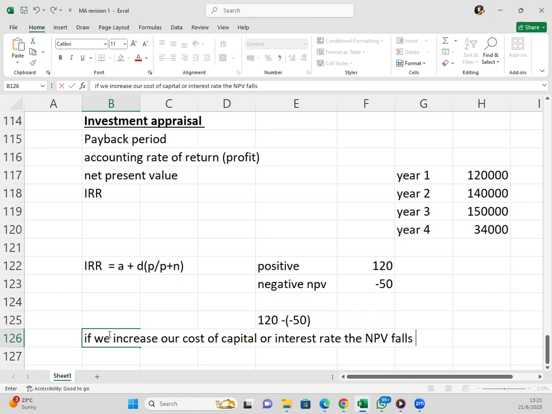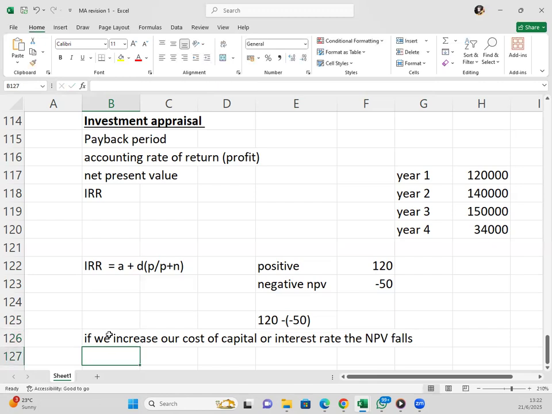So the question is, we want the cost of capital that will give us an NPV of 0. We want the cost of capital that will give an NPV of 0. So the higher we increase the cost of capital, the lower the NPV.